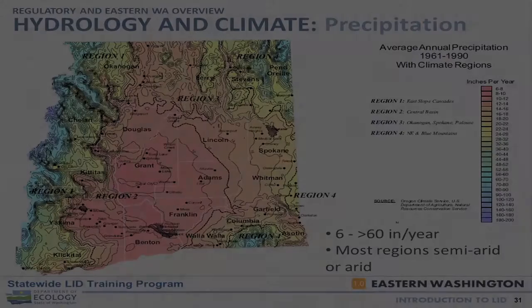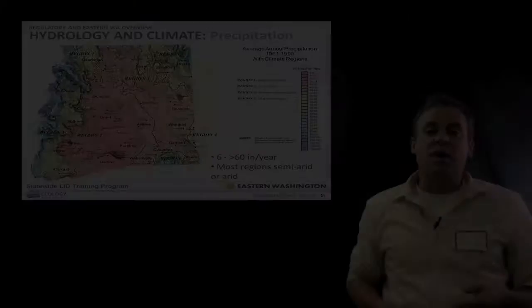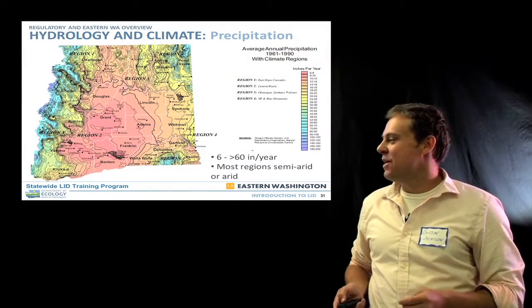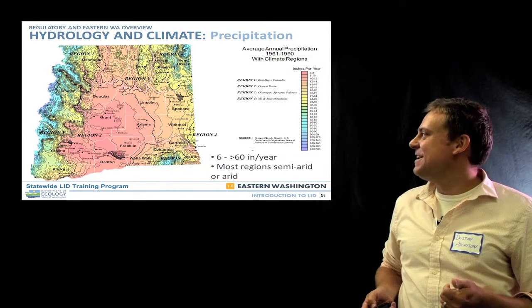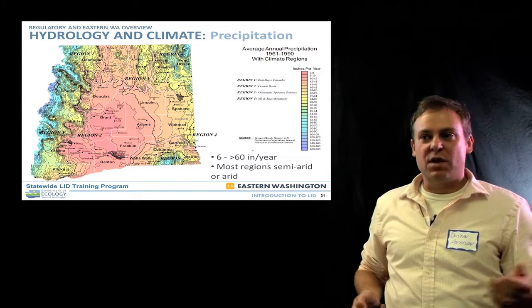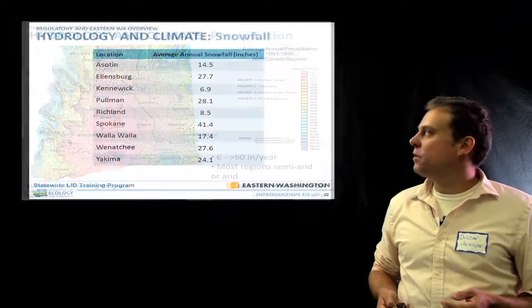anywhere from 6 inches per year in the Yakima region to even 60 inches per year in some places. Per hour would be crazy. It'd be a hurricane. In any case, there's quite a bit of variation. So we need to be very aware of what those local climate patterns are depending on where you are.